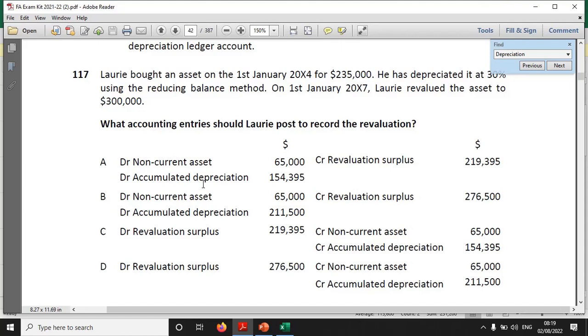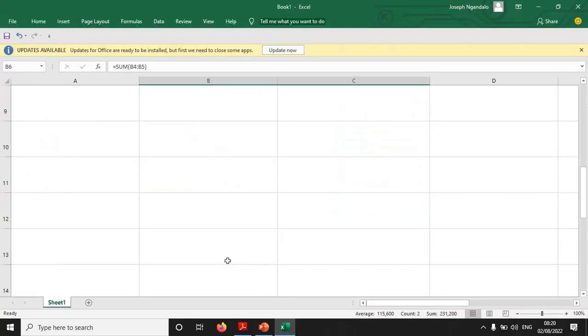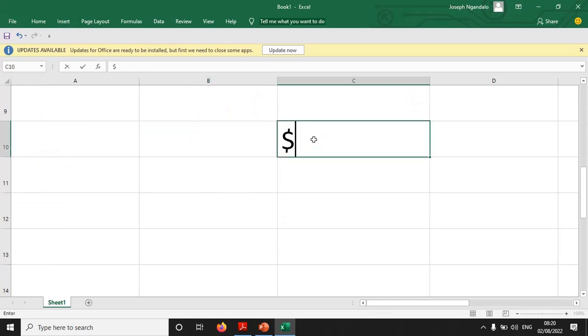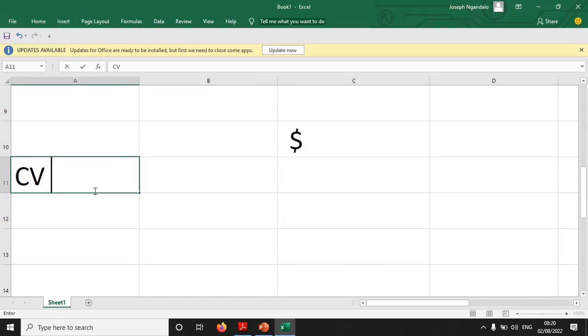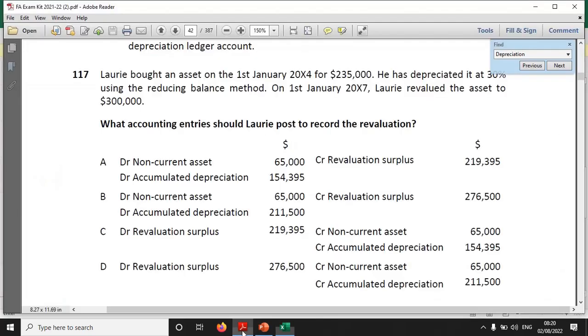So let's count. X4 is a full year. X5 is a full year. X6 is a full year. I've got about 3 years, not 4 years. Did you hear that? Just about 3 years. Once it's 3 years, it makes life easy for us. We're depreciating this particular asset using what? Reducing balance. So you come down here, you write your dollar sign, and you say CV, open brackets, and you say 235.